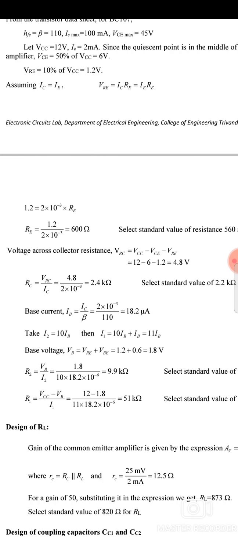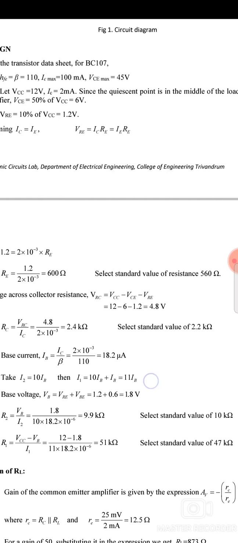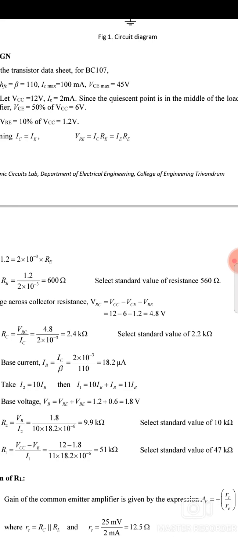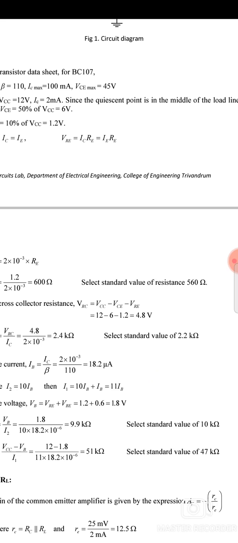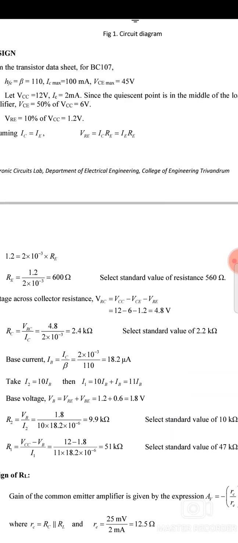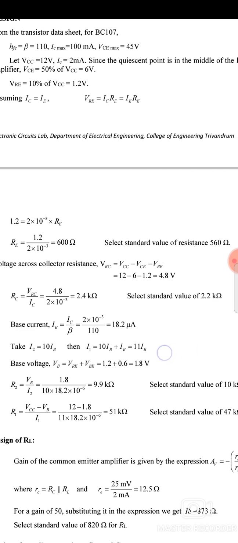Next, voltage across collector resistance, that is RC. Voltage across RC, that is VRC, is equal to power supply VCC minus VC minus VRE. That is the VCC power supply minus the output voltage between the collector and emitter terminals, VC, minus the emitter terminal voltage VRE, which is 12 minus 6 minus 1.2, equal to 4.8 volts. That is the voltage across RC.